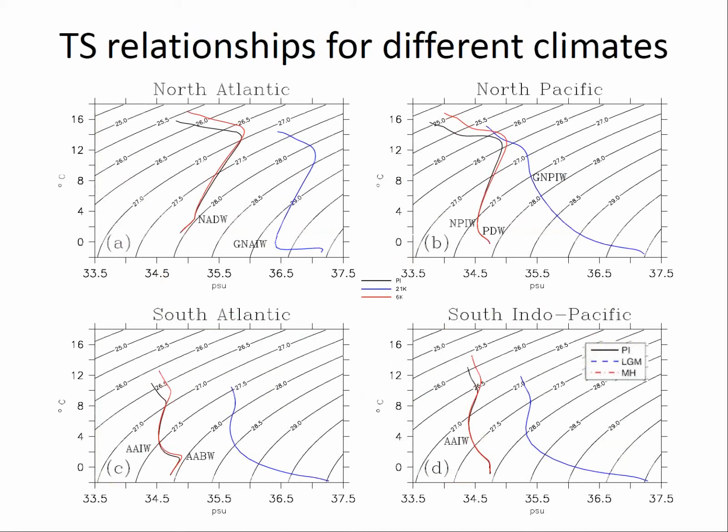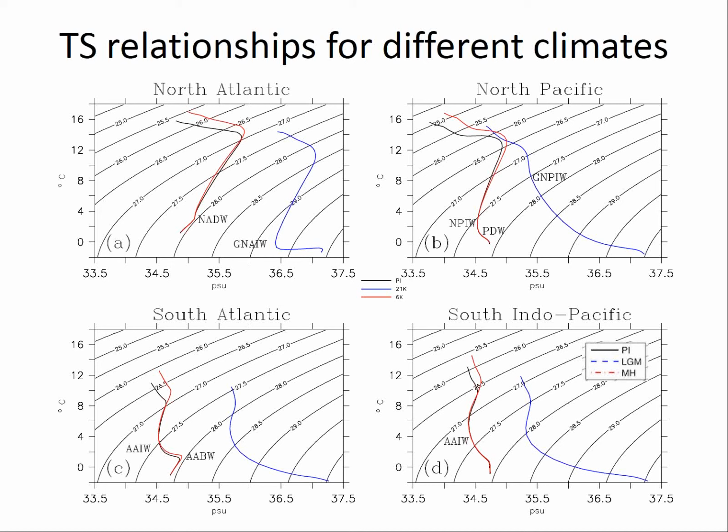So just take a look quickly at the TS relationship. We plot the TS relationship to try to get the range of the intermediate water and estimate the formation patterns. We see that here in blue is the LGM, in the North Atlantic deep water here.